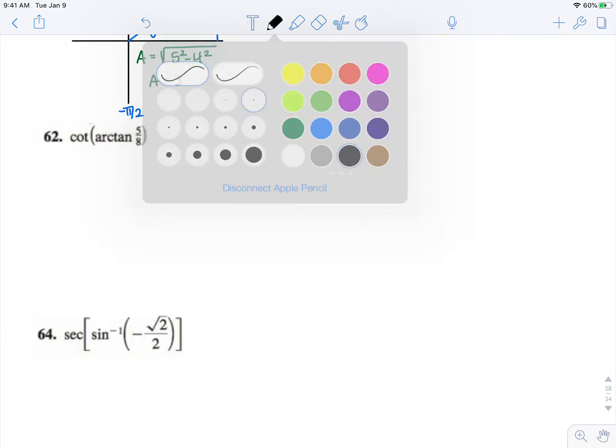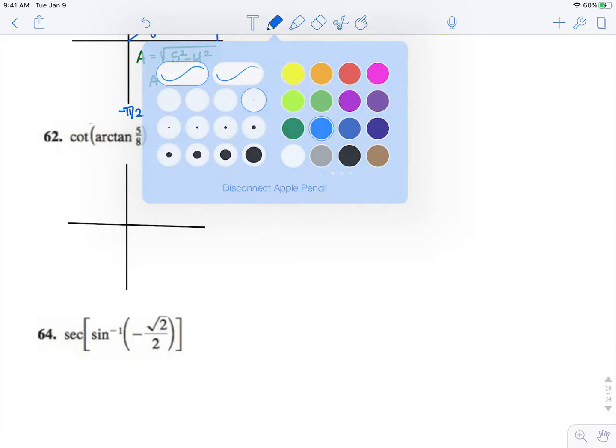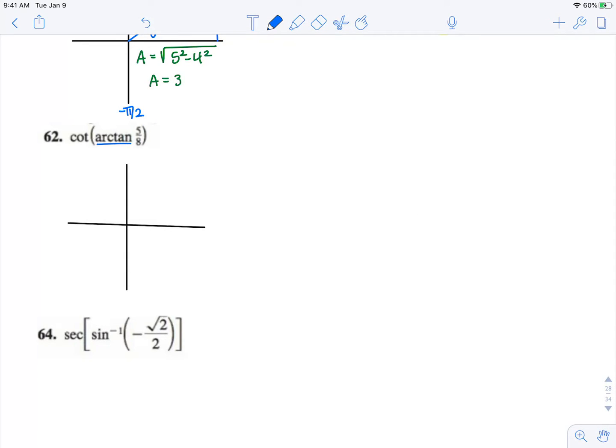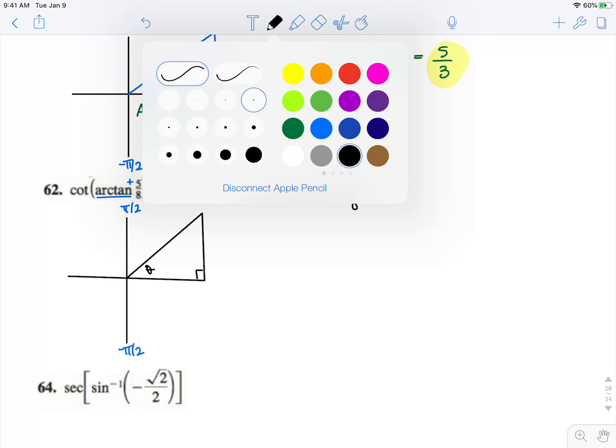For cotangent, or I'm sorry, for arctangent, remember arctangent, just like sine, falls between negative pi over 2 and pi over 2. But we're looking for where tangent is positive, and that is going to be in this quadrant only. So here's my sample triangle. I know that theta equals arc tan of 5 over 8.